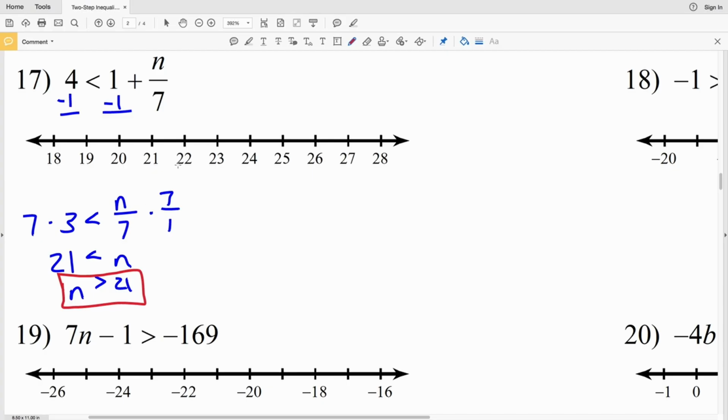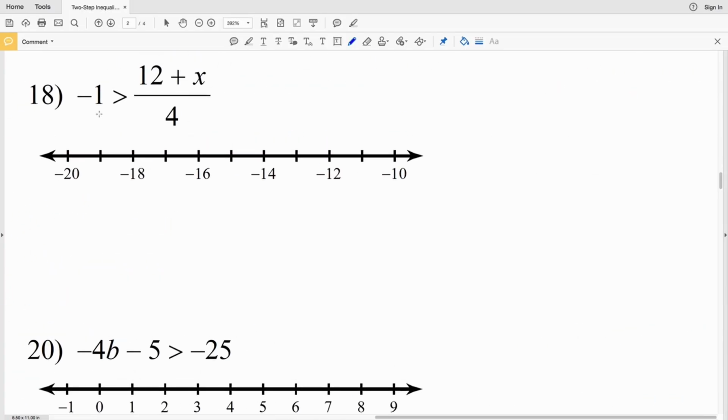Now let's go ahead and graph this. Locate the 21. We're going to circle the 21, but we're not going to fill it in since n is only greater than 21. N is not greater than or equal to, it's only greater than. So we're going to shade in everything to the right.